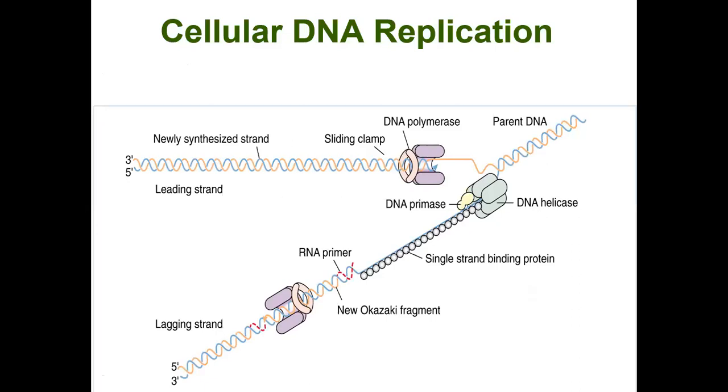The next slide talks about cellular DNA replication, where we have double-stranded DNA, the parental DNA, and then through the action of DNA helicase, DNA unwinds. One single strand basically serves as the leading strand, the other one serves as a lagging strand. The lagging strand produces Okazaki fragments.